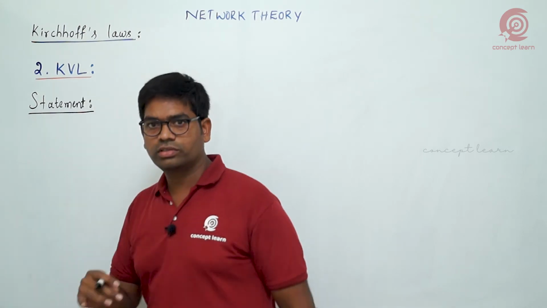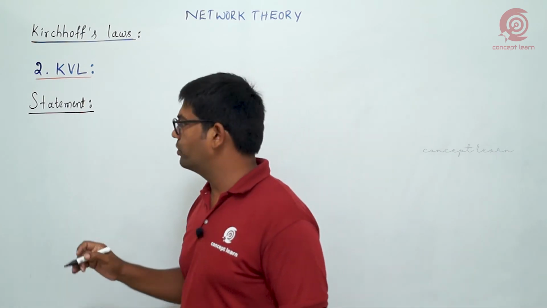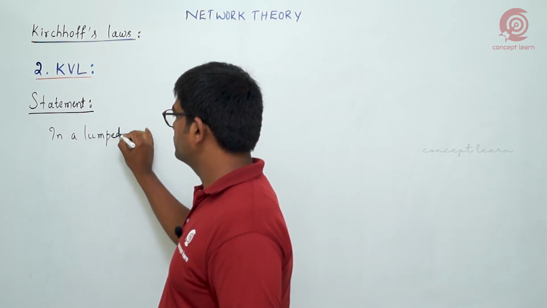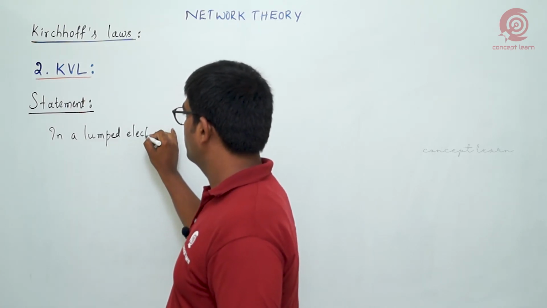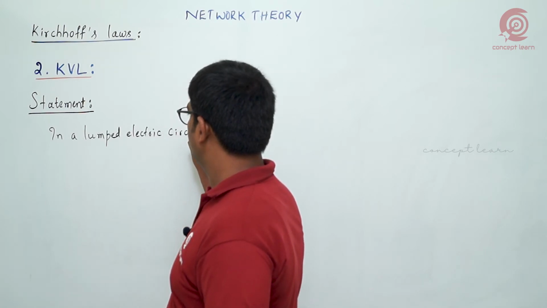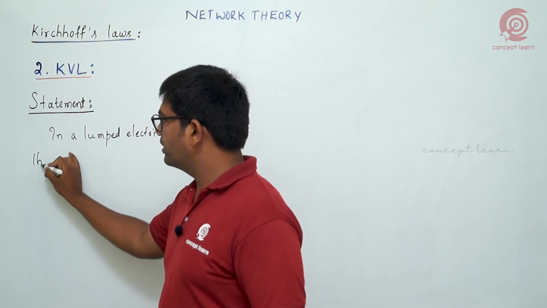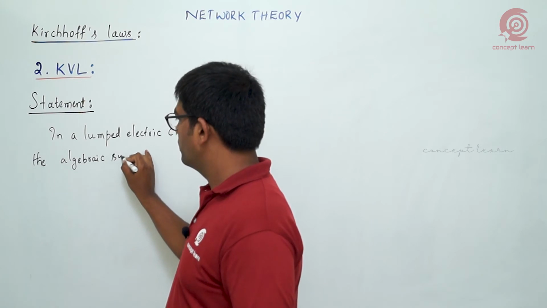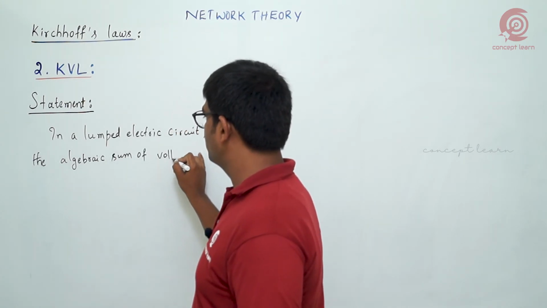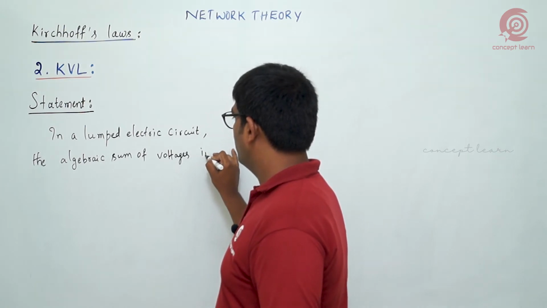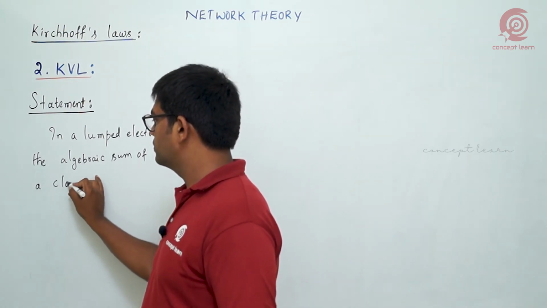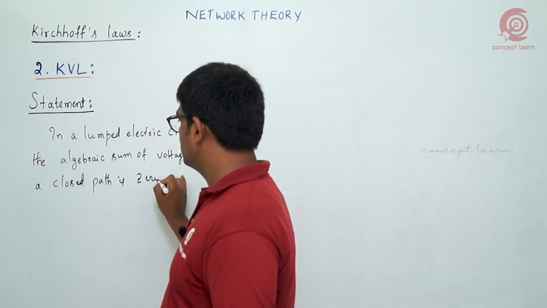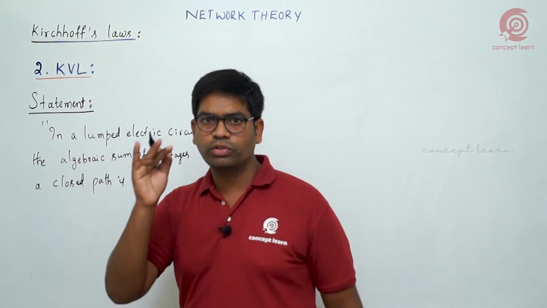Right? Here also we are writing KVL for lumped circuit only. In a lumped electric circuit, the algebraic sum of voltages in a closed path is 0. Right? You can take any closed path.